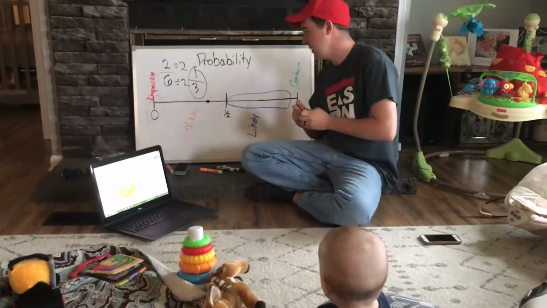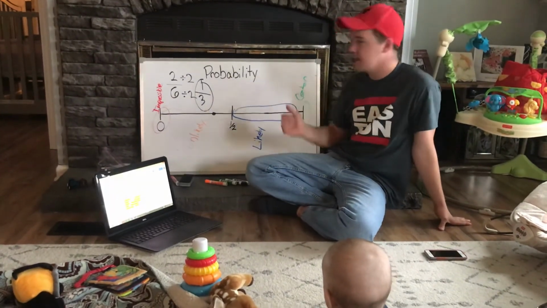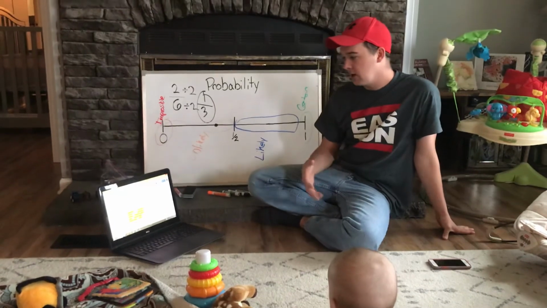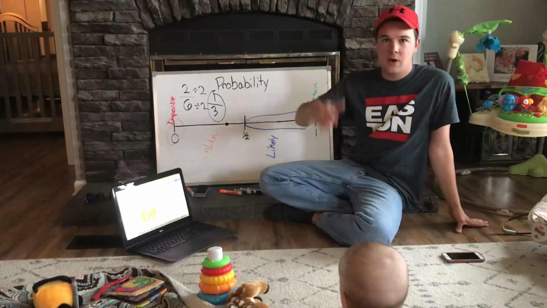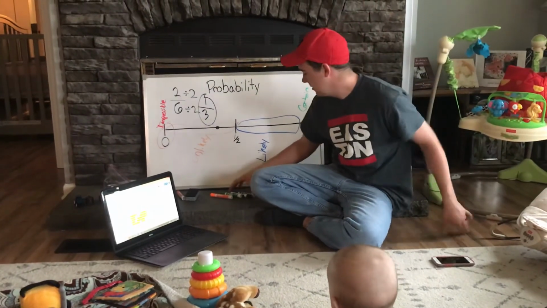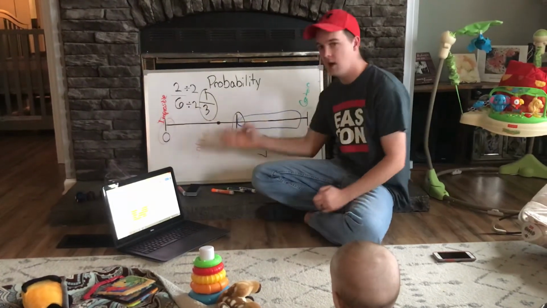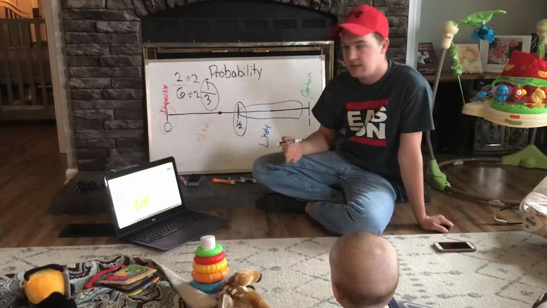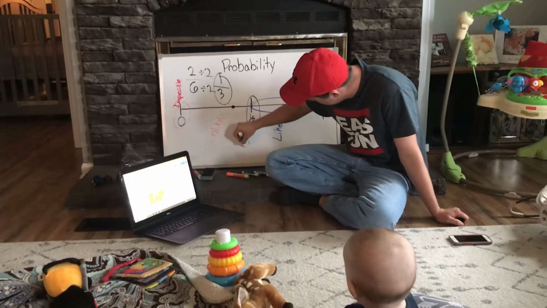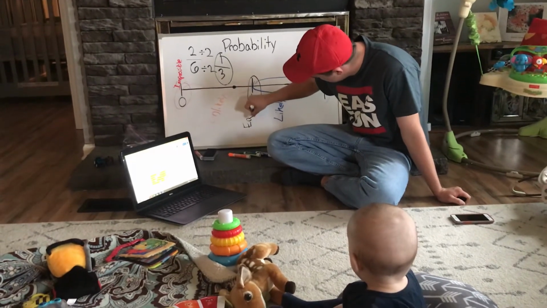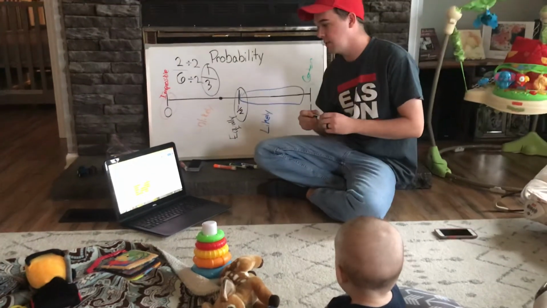Now, there is one last term, and this one's going to be just as easy as impossible and certain. So equally likely, it's a 50-50 chance. So 50-50, that's right in the middle. So that is 1/2. So that is going to be only 1/2. It cannot be anything else. It's only 1/2. So it's a 50-50 chance. That is equally likely. And I'm going to just write equally. So that's equally likely.